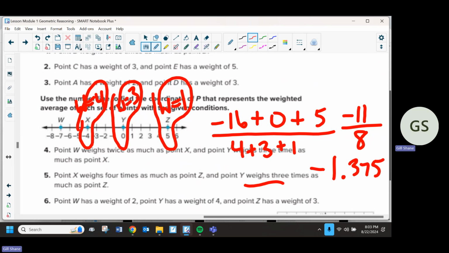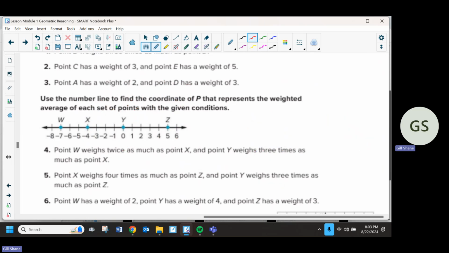I'm not going to do number 6. It's the same exact process. I'll set it up really quickly. You can do the math. I do remember the answer, so I'll write the answer down. But again, W has a weight of 2. Y has a weight of 4. Z has a weight of 3. They just give you all of those. So I'm ignoring point X. It's like X doesn't exist since they don't mention it.